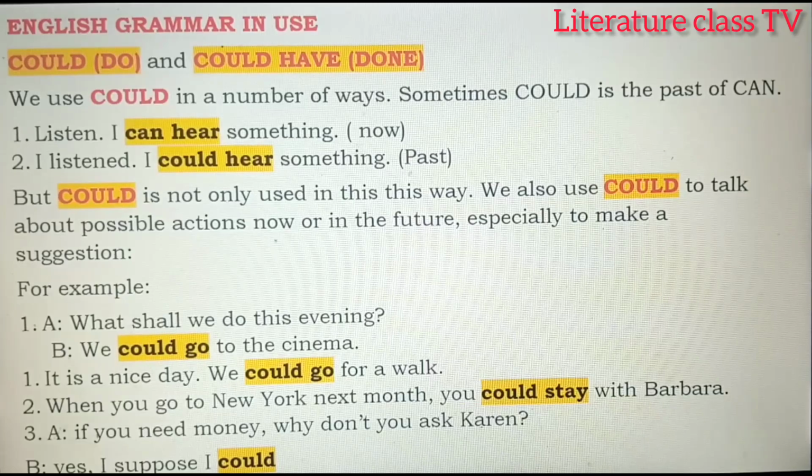Three. If you need money, why don't you ask Karen? Yes, I suppose you could. It is a suggestion. If you need money, my friend, why don't you ask Karen? Yes, I suppose I could. It is a suggestion. It is not a final conclusion.